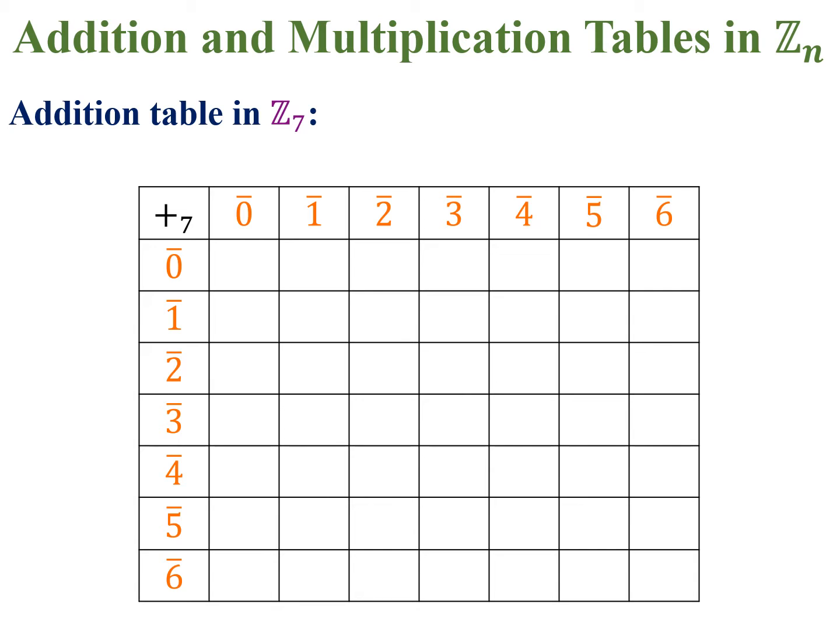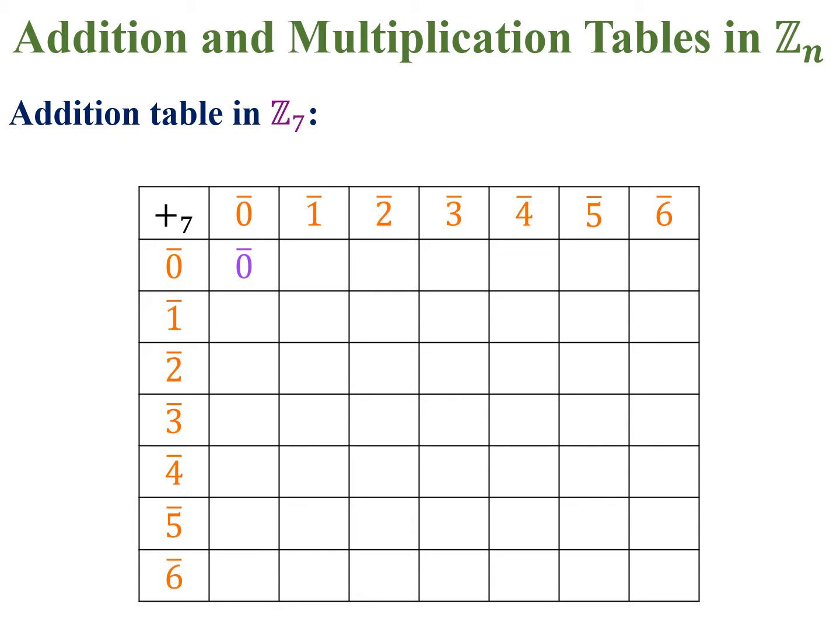First of all, we are going to add these two classes, class of 0 and class of 0. We know that class of 0 plus class of 0 is class of 0 itself. Class of 0 plus class of 1 is class of 1 itself, because class of 0 is the identity element with respect to plus. When we add class of 0 to any of these classes, it remains as it is, and you will get this first row as class of 0, class of 1, class of 2, class of 3, class of 4, class of 5, class of 6 in the similar way.